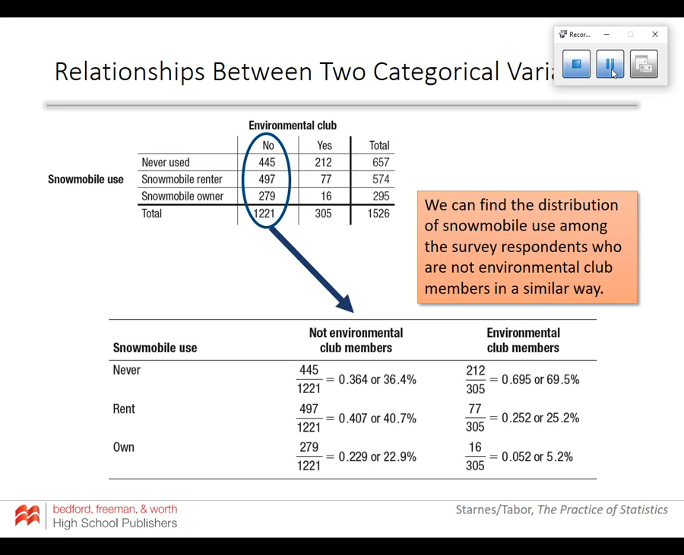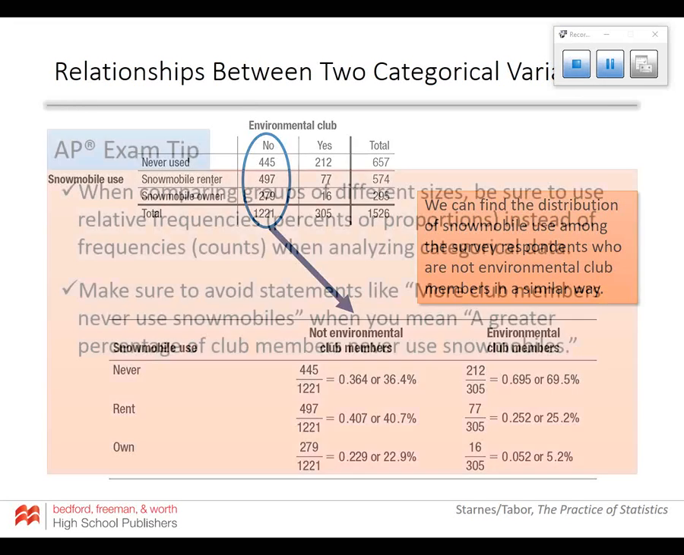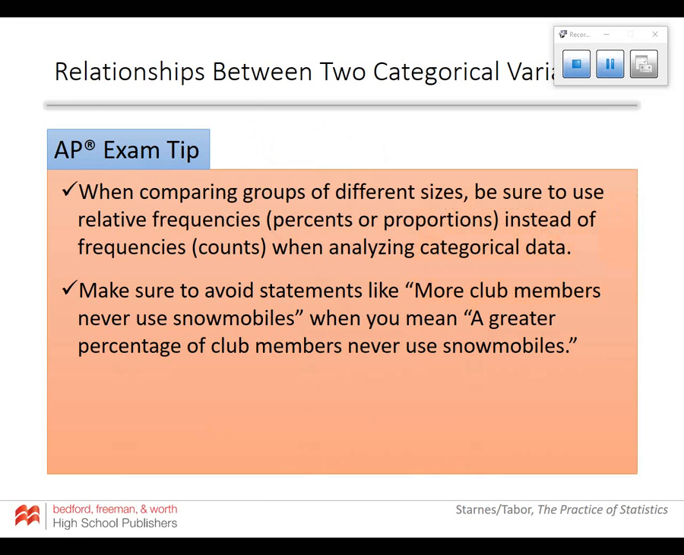Okay, so notice that we were able to do the same thing to get those conditional relative frequencies for both the non-environmental and the environmental, same process. All right, and then what we're going to do now is talk about how to compare those groups.